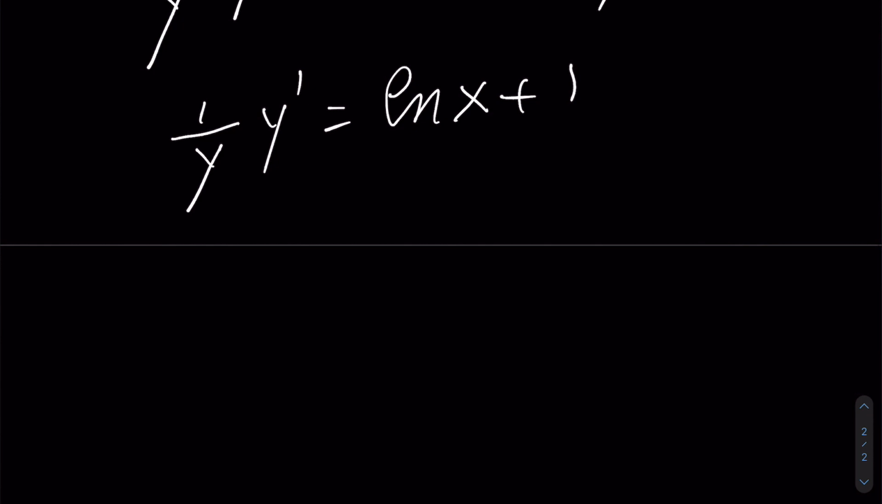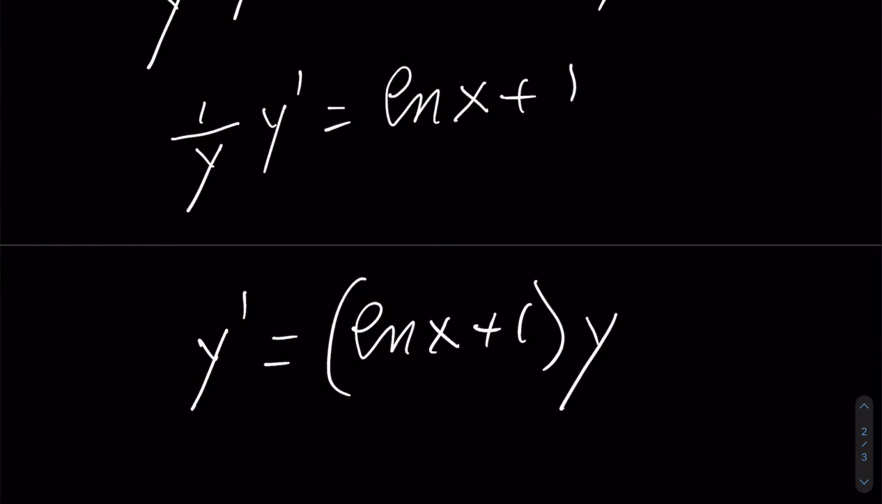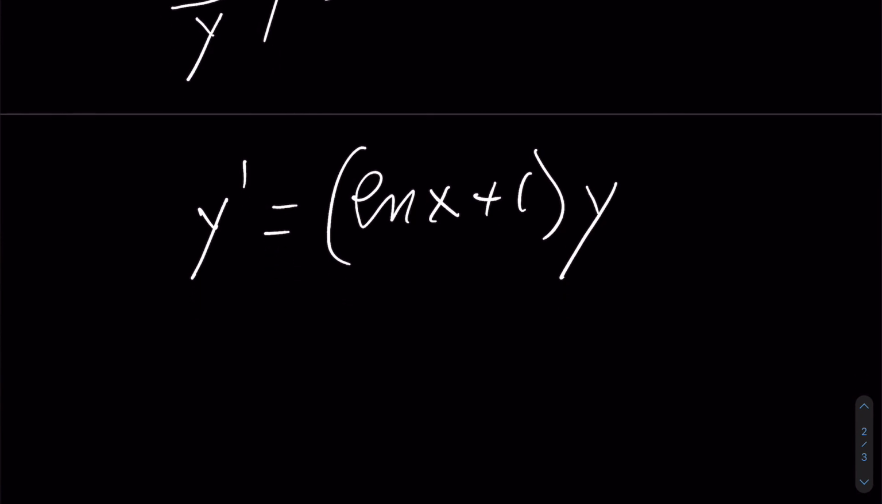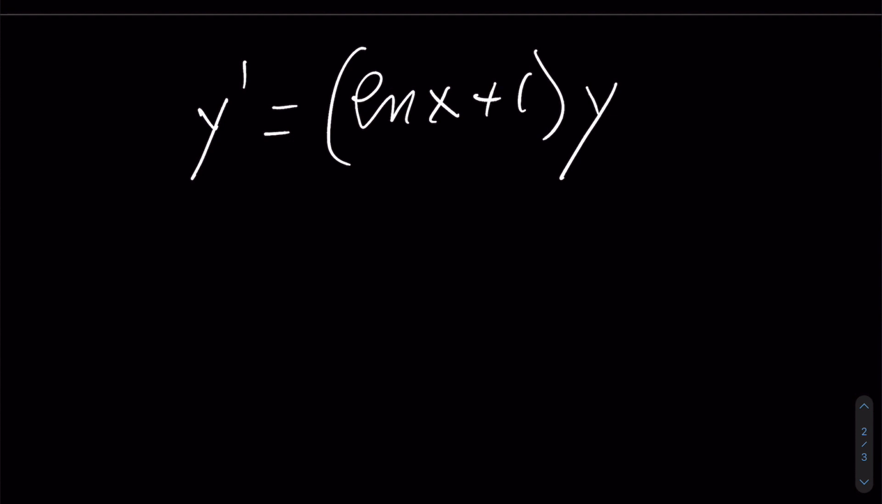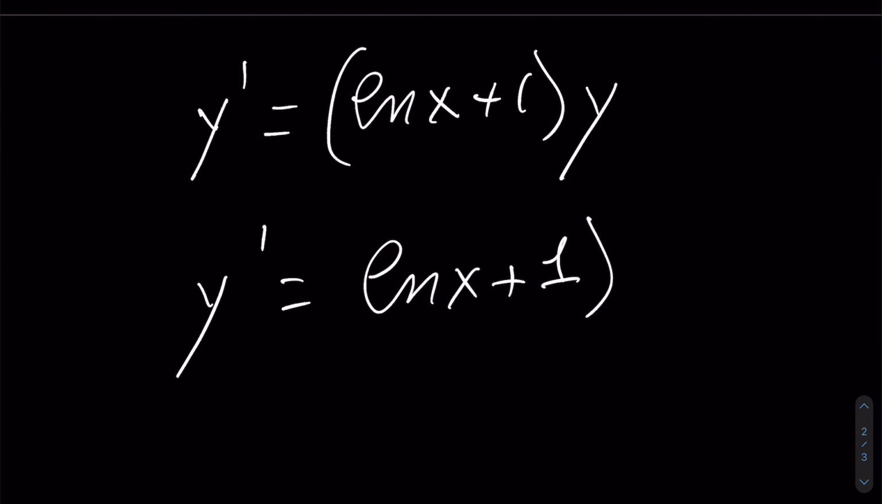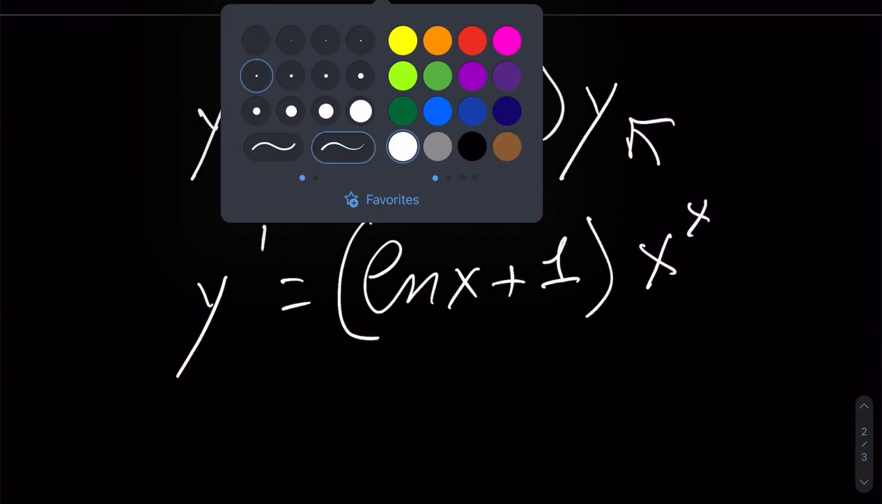Okay, 2 more steps. So let's multiply both sides by y. So we're left with y prime is equal to ln x plus 1 times y. Finally, what is y? Well, y is x to the x. So to clean it up, we go y prime equals ln x plus 1, and we substitute here, we get x to the x. And that's our answer.